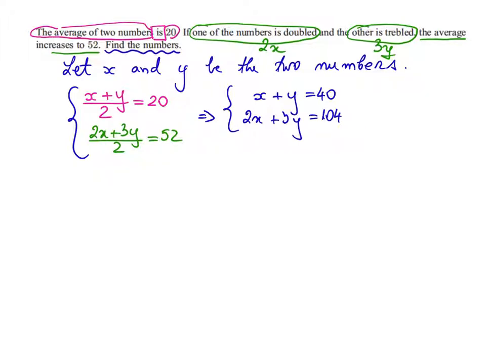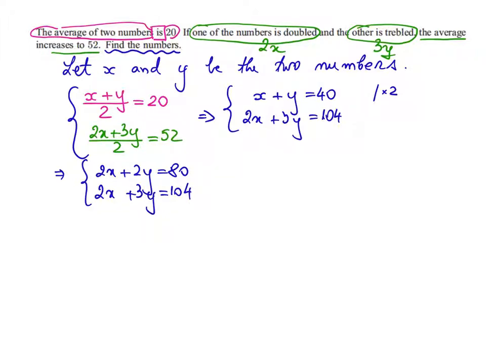I like the elimination method very much, but I can't eliminate yet because I have different coefficients. So I'm going to try to eliminate x. It doesn't really matter what to eliminate. I multiply the first equation by 2 to get the same coefficient here. If I multiply all sides of the first equation by 2, I get 2x plus 2y equals 80. And my second equation is 2x plus 3y equals 104.